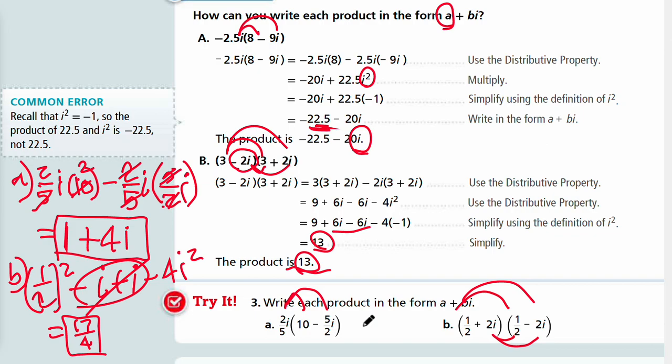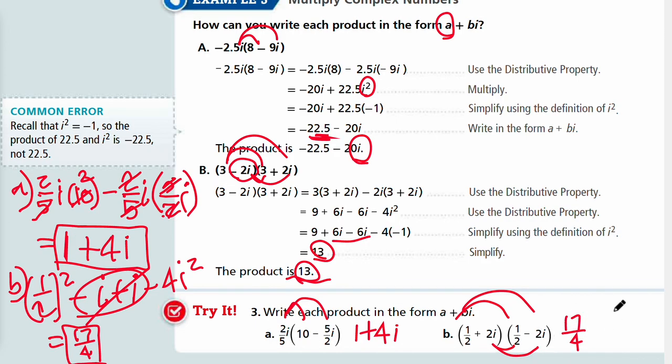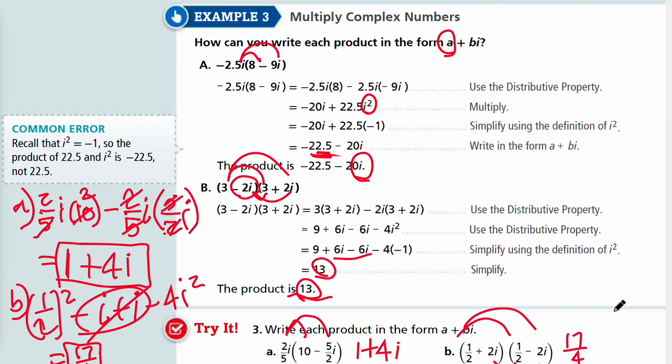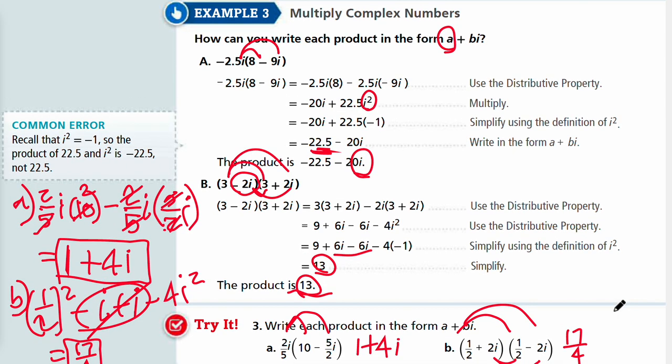Okay, so for part A, it would be 1 plus 4i. And for part B, it would be 17 over 4. Check your answers, and if you got both of them correctly, good job. All right, so that was examples 2 and 3, adding and multiplying complex numbers. We're going to continue with the next example in the next video.